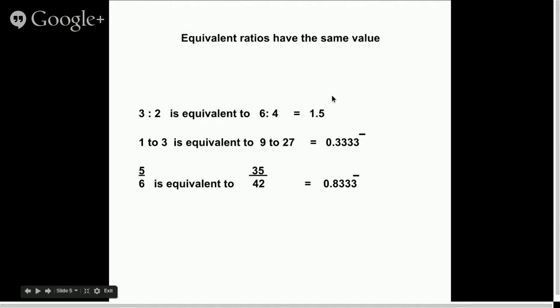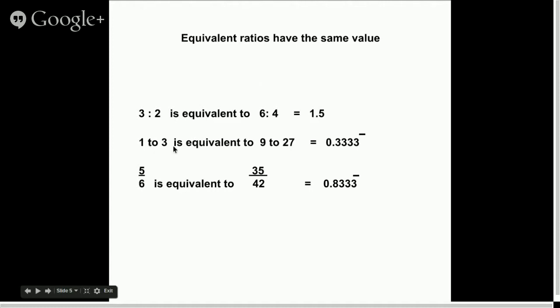Equivalent ratios are ratios that have the same value. So 3 to 2 is equivalent to 6 to 4. If you don't believe me, do the division. Take 3 divided by 2 and 6 divided by 4. You'll get 1.5. Their decimal value is the same.